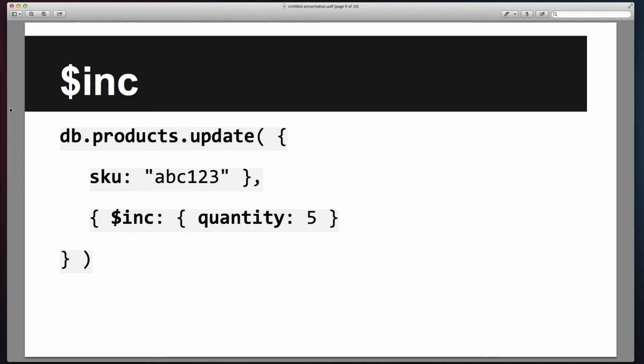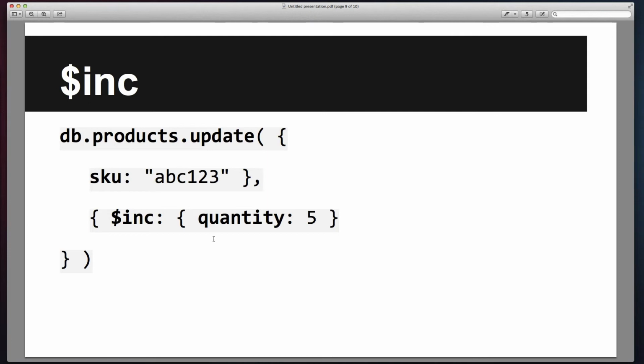$inc. This is an increment. It increments the value of a field by the specified amount. So this is the query that we want, and then this is how much we want to increment it. So we're querying everything that has ABC 123. You want to increment the quantity by 5. And we can also decrement. If we didn't want to increment, we'd still be using increment here, but we just put a negative sign beside the 5 to decrement.